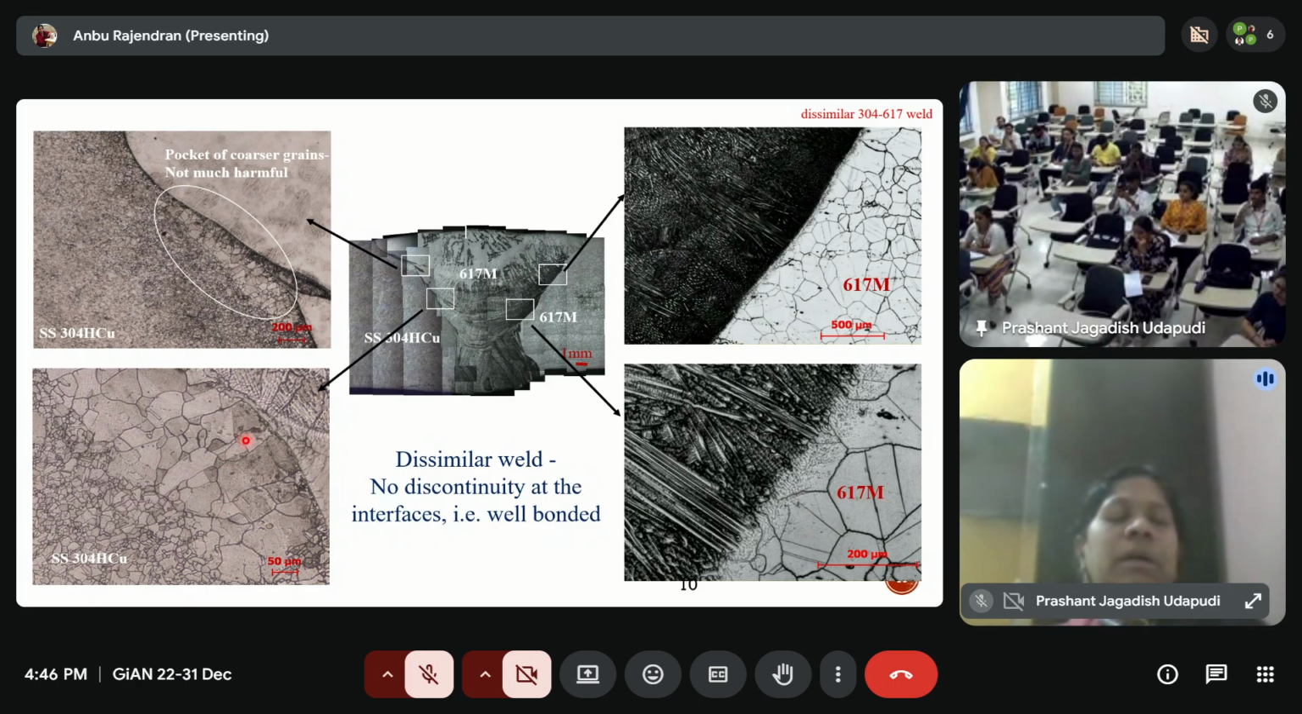So this is after sample preparation, final polishing plus the etching process, and we could see the grains. You can see the combination of finer grains and coarser grains.